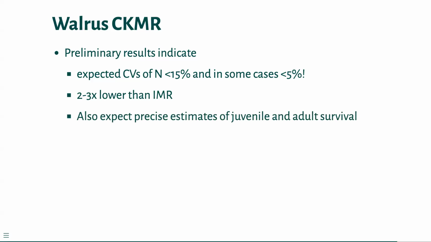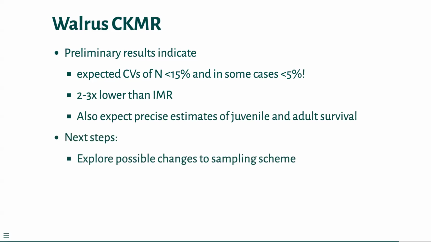From this, we also expect to get precise estimates of juvenile and adult survival that can inform conservation and management of the species going forward. In the future, we're going to explore possible changes to the sampling scheme, what numbers of samples they should collect, and how those might be distributed amongst age classes to optimize this process. And there are also some lethal samples available from subsistence hunts that we would like to incorporate.